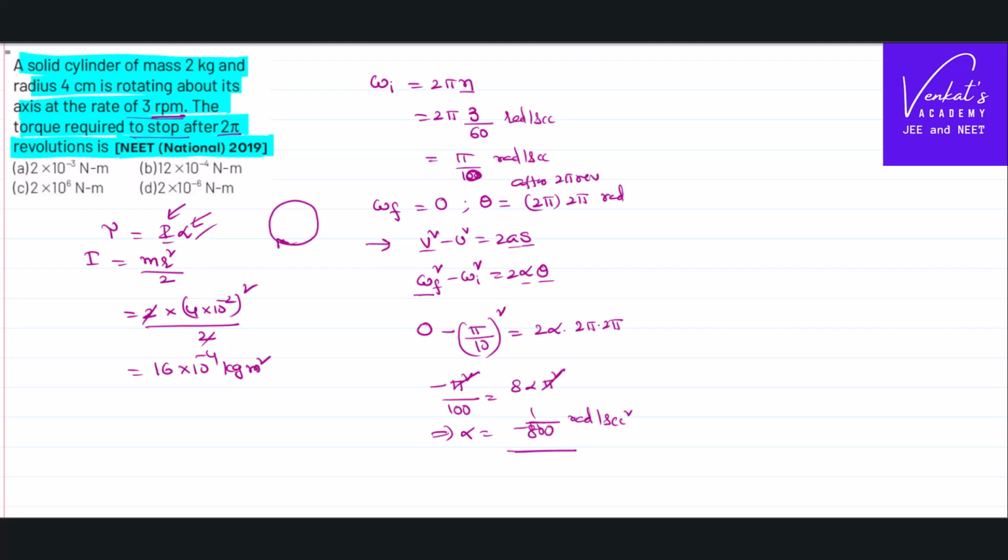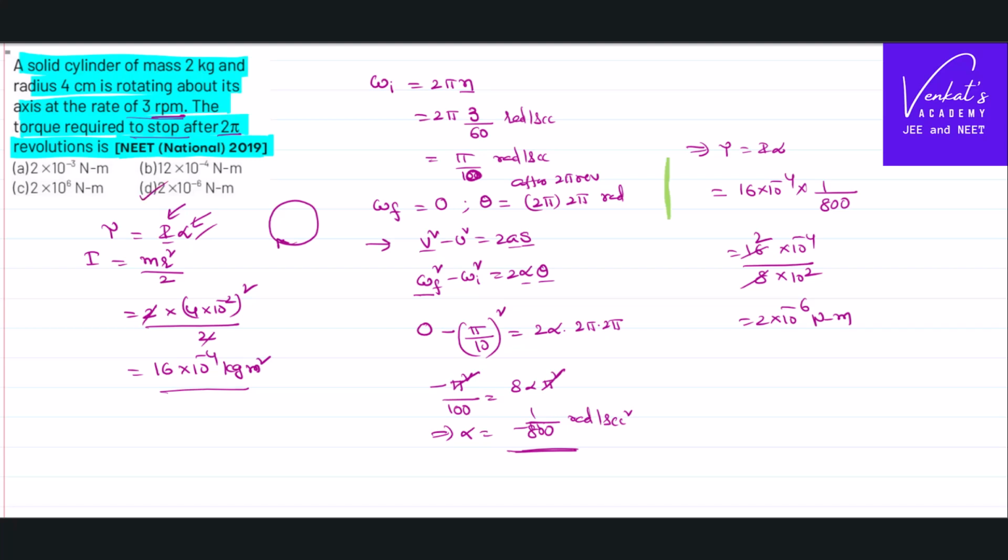Now I know alpha, I know I. That implies I can calculate torque using the formula I alpha. It is found as 16 into 10 power minus 4. Alpha value I have found as 1 by 800. So 16 into 10 power minus 4 by 8 into 10 power plus 2, I can write. That becomes 2 into 10 power minus 6 Newton meter. That's what our answer is. That's how we can solve the problem.